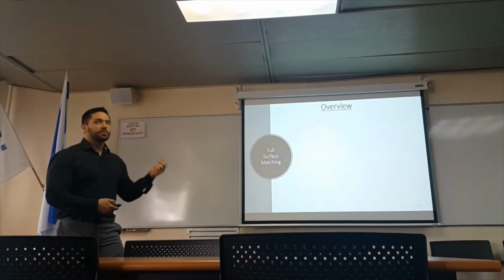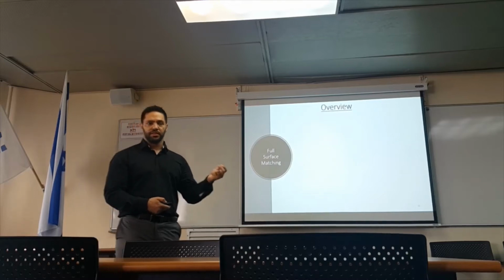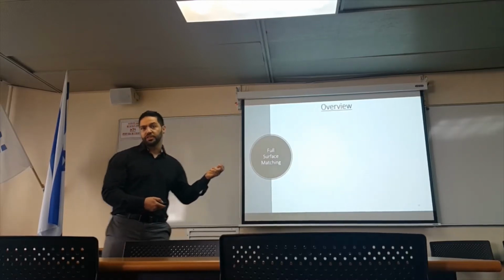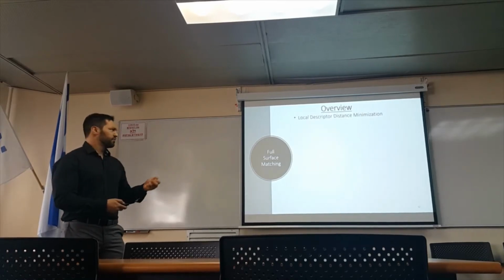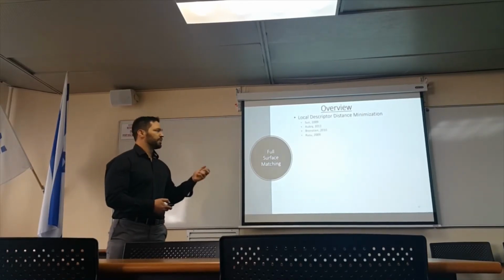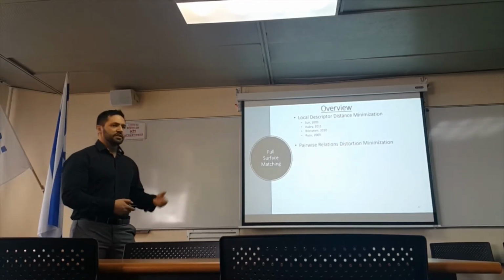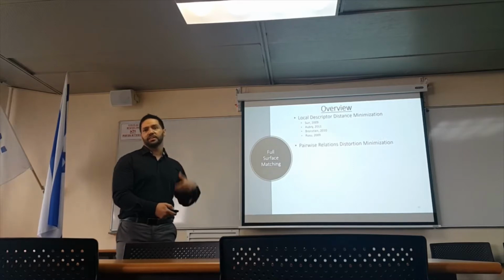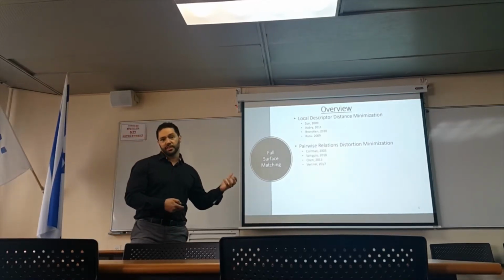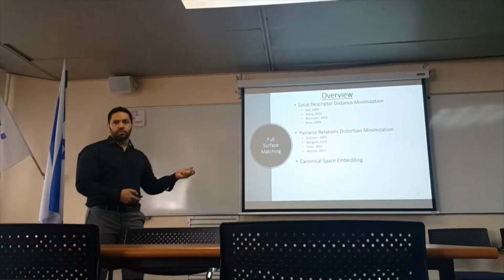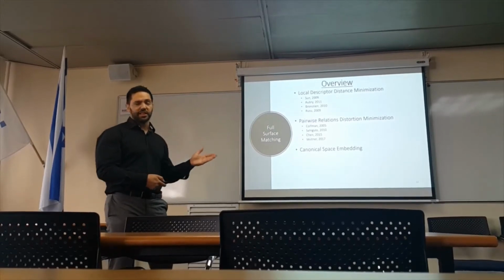Okay, so what about full surface matching? This is a fundamental problem in 3D graphics and computer vision, so a lot of work has been done on it. One class of works handles local descriptor distance minimization. Another line of works tries to minimize pairwise relations, like the geodesic distance we have seen on the dog. We try to find the matching which minimizes them. Other works try to embed shapes into a canonical space where they can solve for rotation and translation.